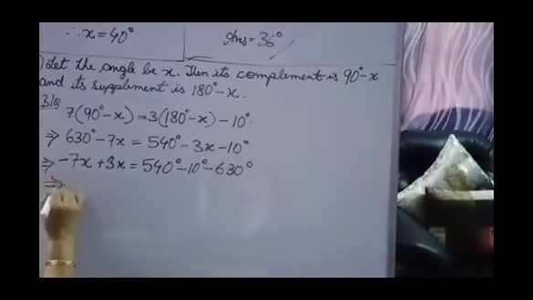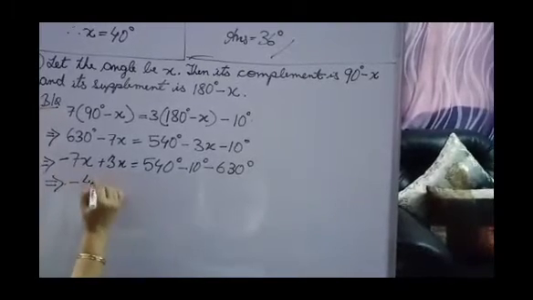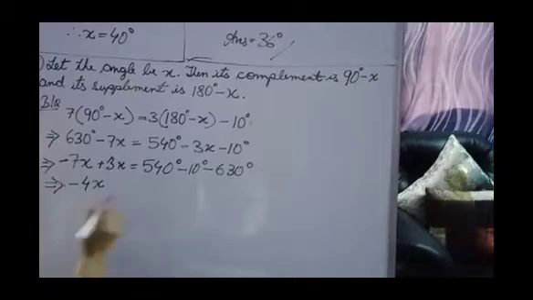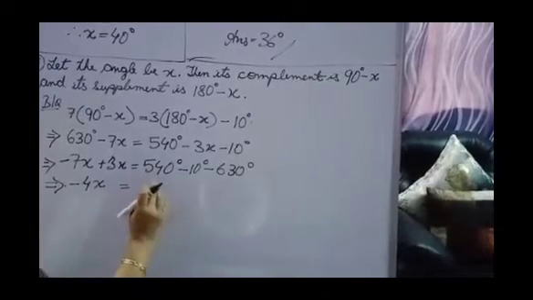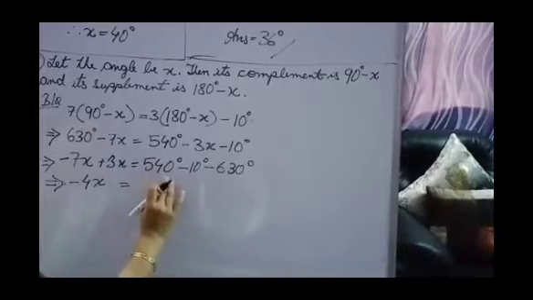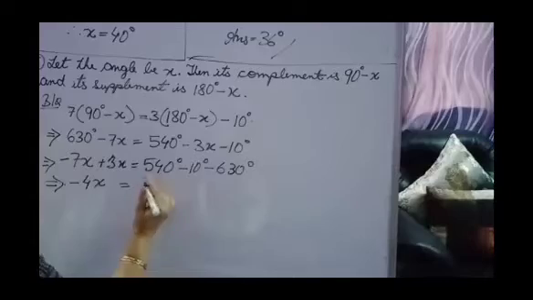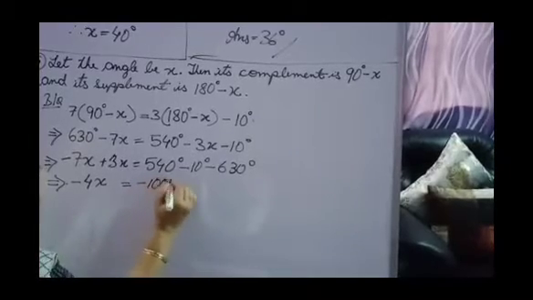Now what will I get here? Minus 7x plus 3x is equal to minus 4x. And when we solve this thing, 540 minus 10 minus 630 degree, you will get minus 100 degree.